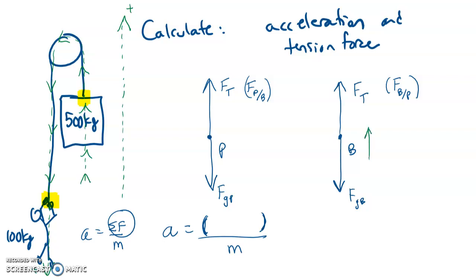I'll write that over here as a reminder. So on the right side, up is the positive direction. But on the left side, down is the positive direction. I'll write that over here as a reminder. So that's one super important step in a pulley problem.